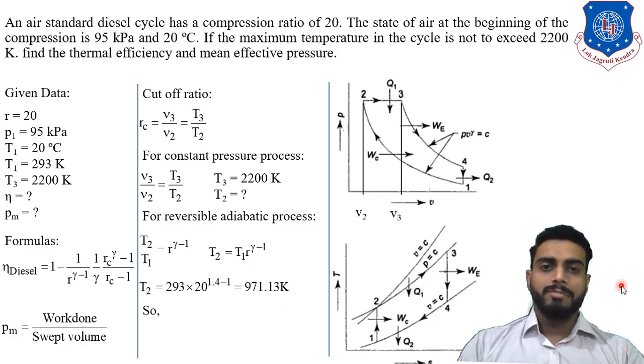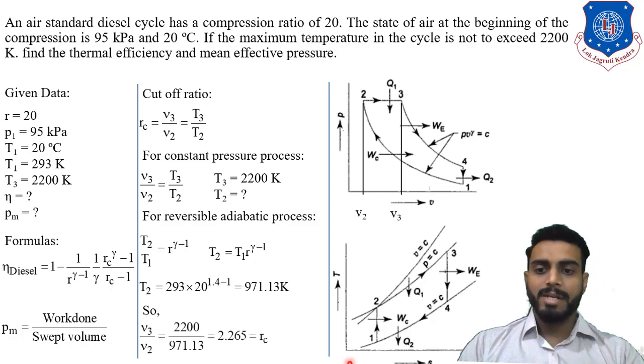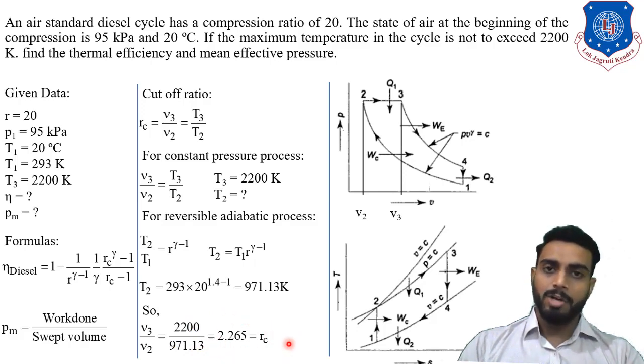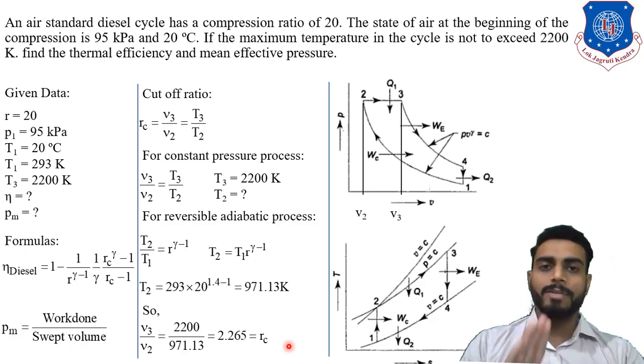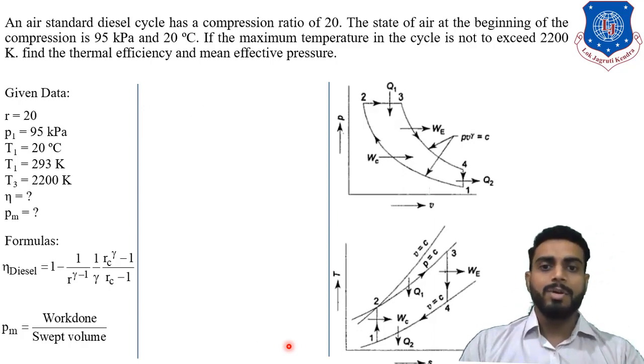So now we can find out the cutoff ratio, that is T3 divided by T2. So T3 divided by T2 is nothing but 2200 divided by 971.13 Kelvin, that is 2.265. That is the cutoff ratio, right? So now we have the cutoff ratio, we have the compression ratio, so we can find out the efficiency of the diesel cycle. So substitute this value in the efficiency of diesel cycle equation.